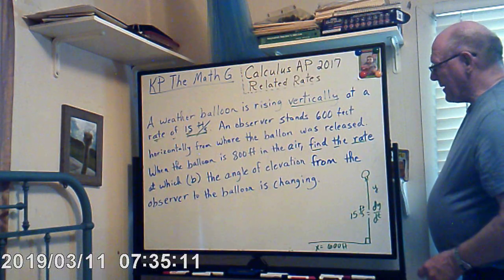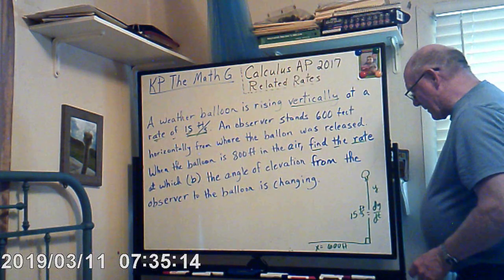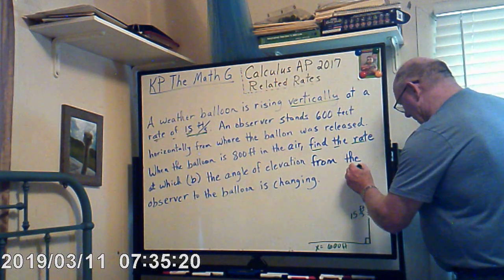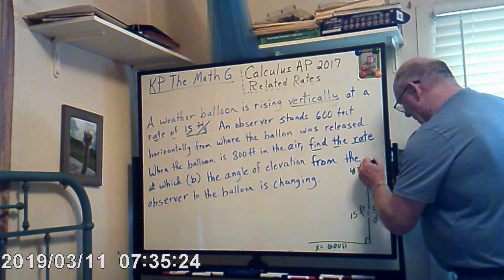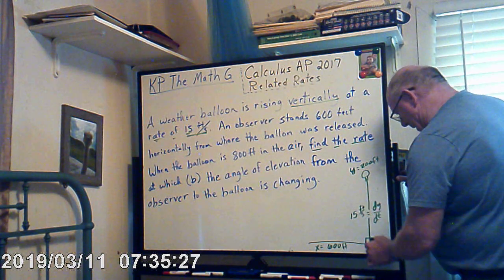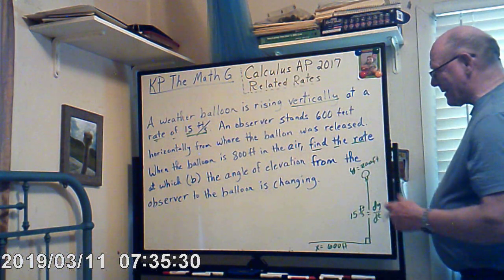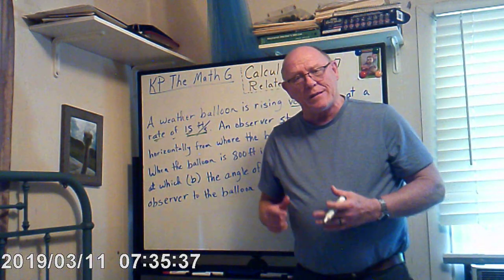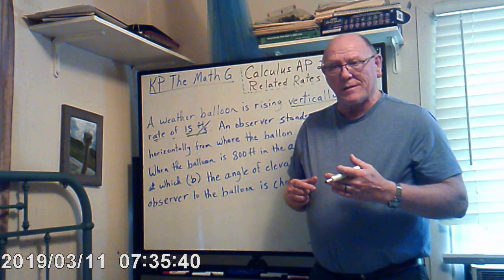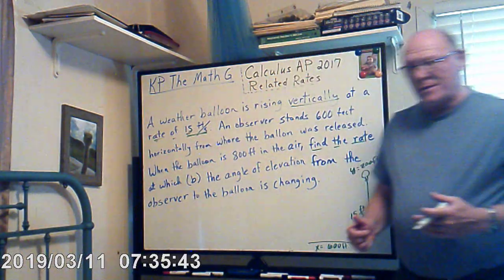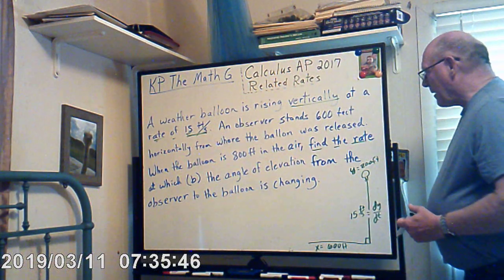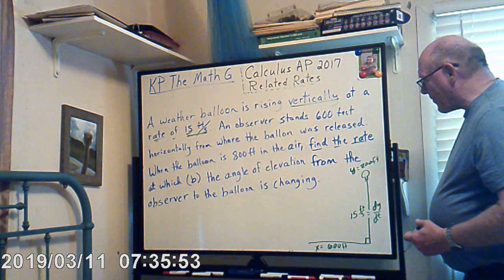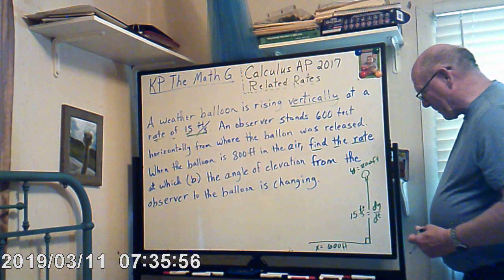It says when the balloon is 800 feet in the air, so that's the instant that y is 800 feet. So this height at this instant is a snapshot. You might say this is kind of like a snapshot picture of this balloon. At that instant that this balloon is 800 feet in the air, find the rate at which the angle of elevation from the observer to the balloon is changing.